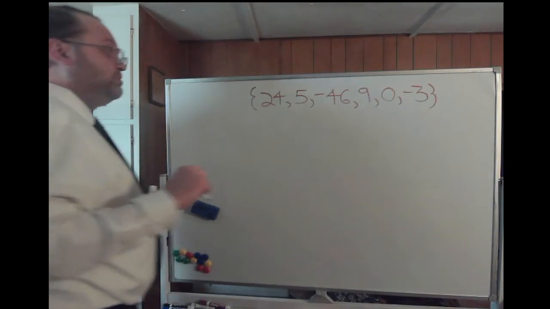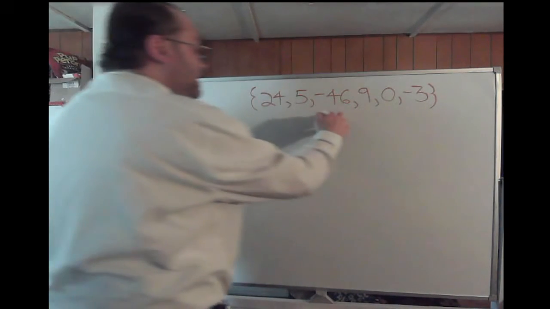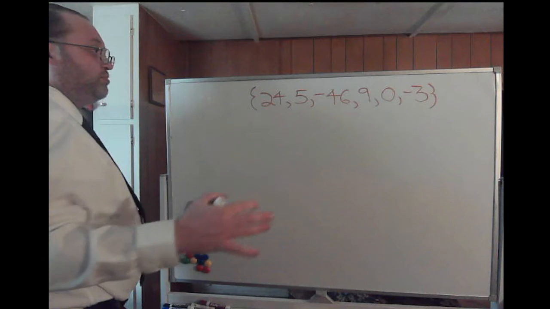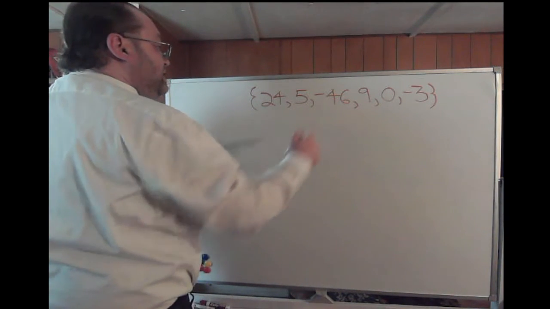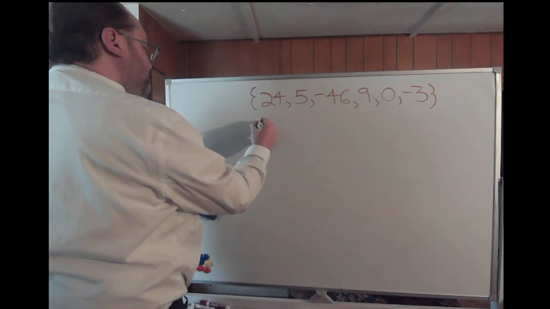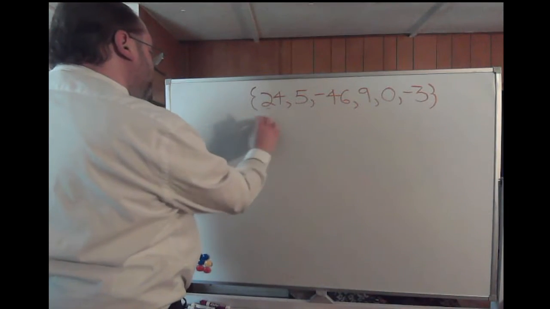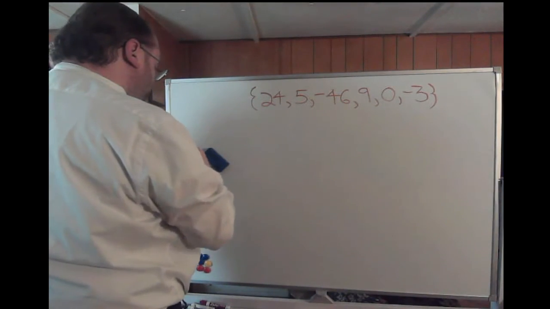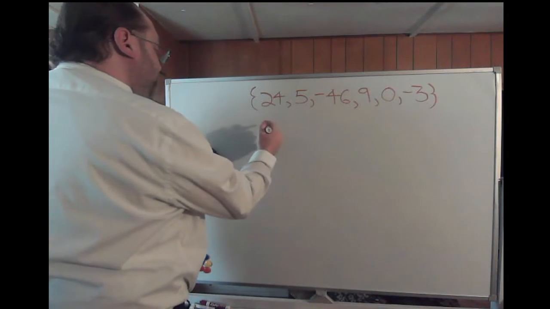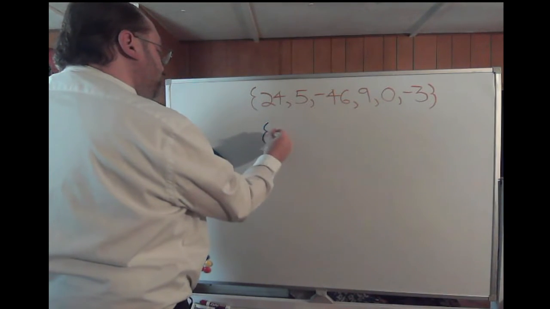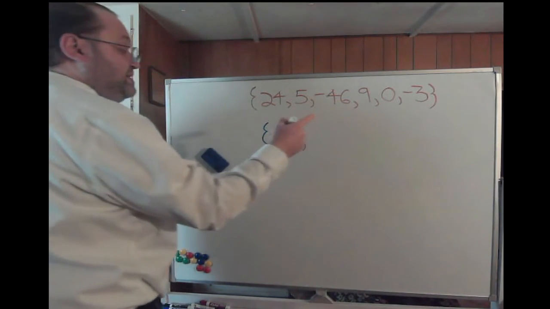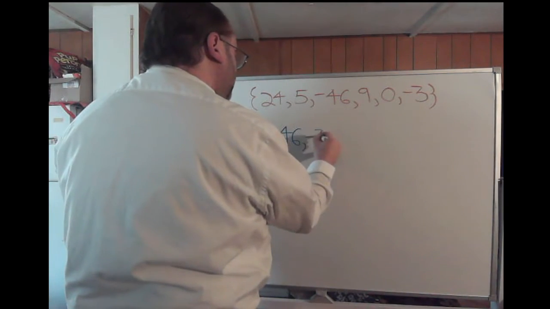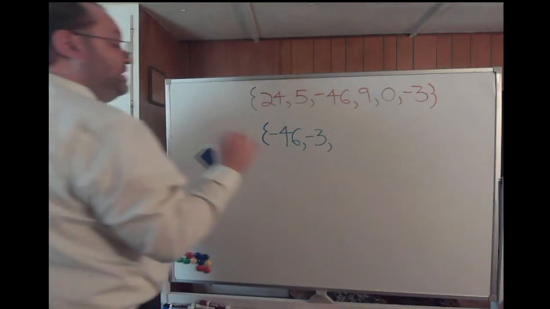Well, what's going to help you out here: there are two negative numbers. The rest are either 0 or positive. So start with your negative numbers first. Negative 46 would definitely be your smallest. Let's write in a different color since we're doing the answer. And then you have the next negative number, which would be negative 3. Alright, that's it for the negatives.